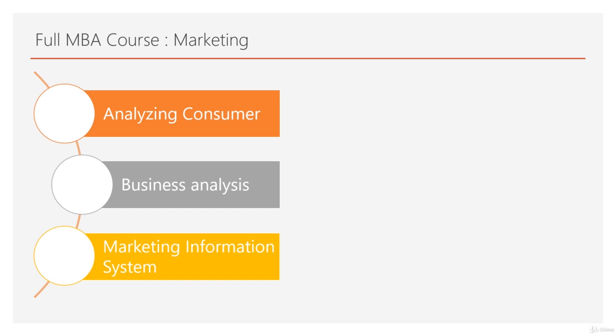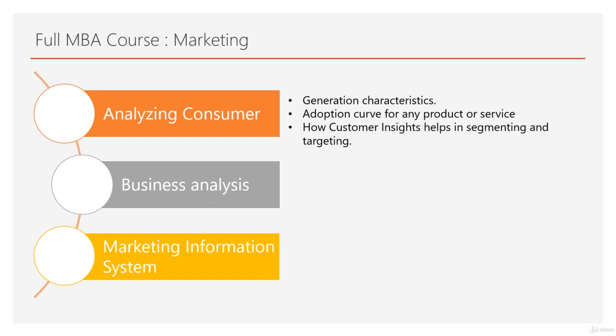So to analyze the customer properly, you have to understand the generation characteristics. So who are baby boomers, who are millennials? And this generation characteristics topic will also help you to understand the behavior and the buying choices of different age groups like millennials, baby boomers, and maybe Gen X and Gen Z category. And to understand this generation characteristics in a much better way, we will try to understand the adoption curve.